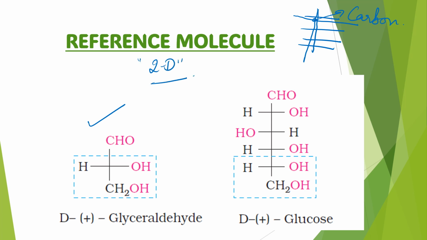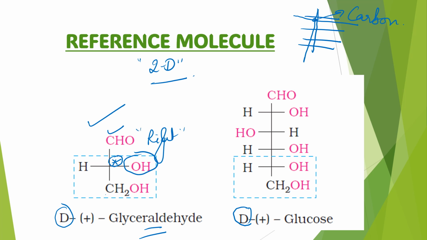So when we have to assign D or L configuration to any compound, we have to take a reference molecule. For carbohydrates, the reference molecule is glyceraldehyde. So this is the glyceraldehyde molecule. Here the CHO group is present. Here is the chiral center and here CH2OH is present. So glyceraldehyde has one chiral center, and if you notice, the OH group is present on the right side. So this is the catch.